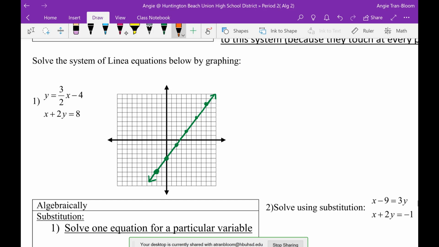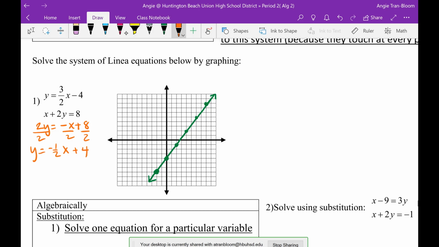Isolate the y. Okay, so solve for y. Perfect. So guys, solve for y for me. So Anthony, when you solve for y, did you move the x over? Okay, so Anthony said I have 2y equals negative x plus 8. What's next, Anthony? Divide by 2. So y equals negative 1/2 x plus 4.